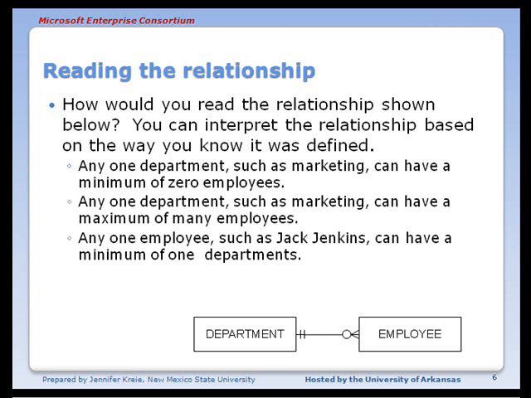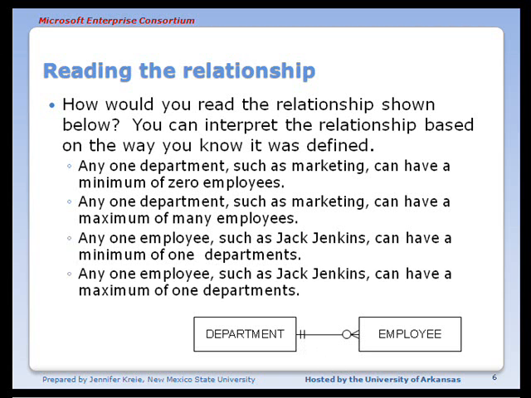From the other side, any one employee, such as Jack Jenkins, can have a minimum of 1 department, can be assigned to a minimum of 1 department. And that's this vertical line here, the one furthest from the department entity. Any one employee, such as Jack Jenkins, can have a maximum of 1 department. So this employee can only be assigned to 1 department.